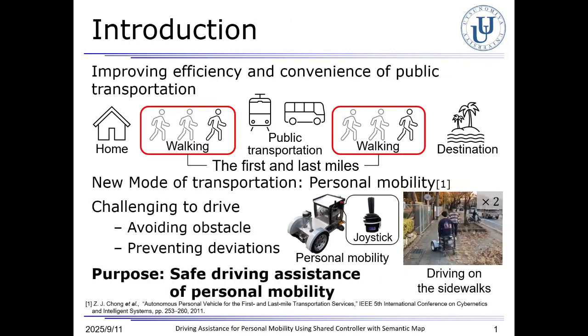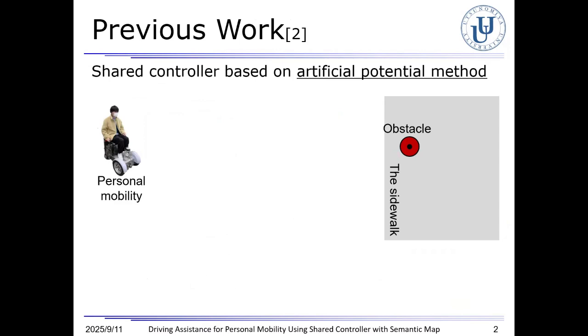Therefore, the purpose of this work is to realize safe driving assistance for personal mobility. In our previous work, we proposed a shared controller for driving assistance based on the artificial potential method. In this work, the artificial potential method is used as motion planning based on an attractive-repulsive force model.